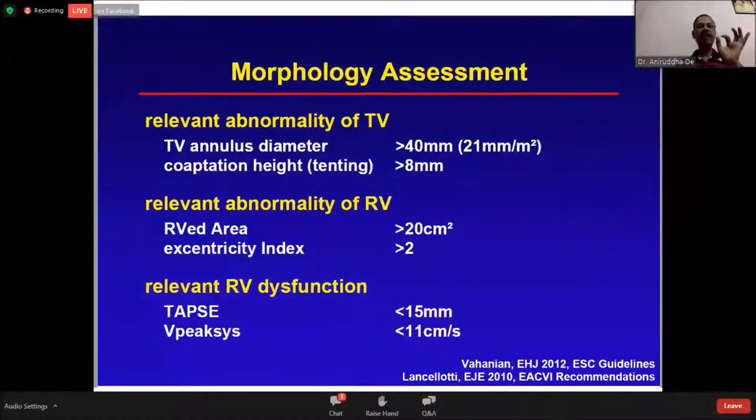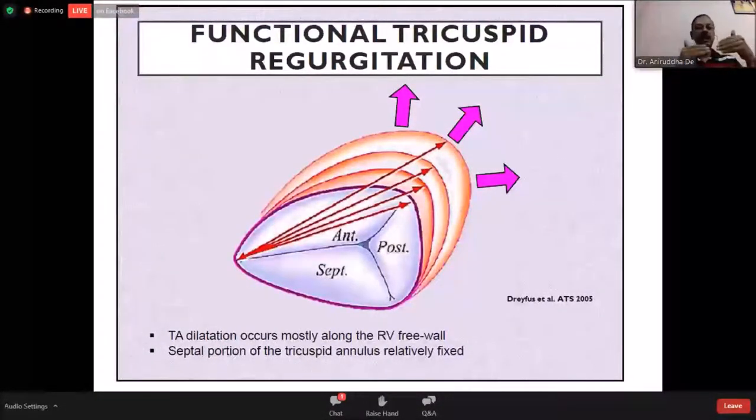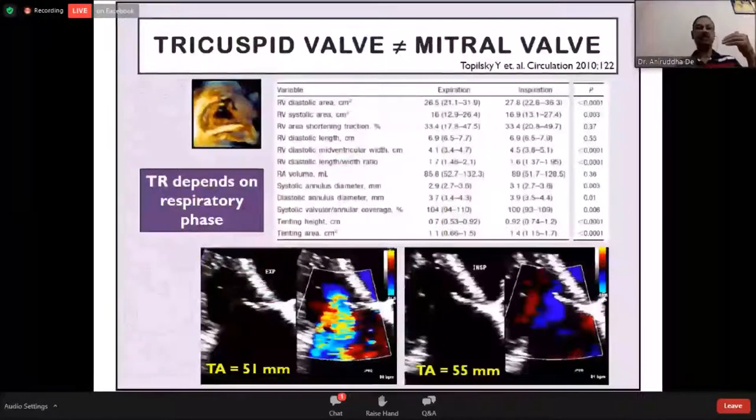So relevant abnormalities of the tricuspid valve are the annulus diameter, then the coaptation height, that is the tenting height, if it is more than 8 millimeter, then abnormality of the RV, that is RV end-diastolic area more than 20 square centimeter, or the eccentricity index more than 2. And you assess RV dysfunction either by TAPSE or the systolic peak of the tissue velocity. But one thing is very important: when the tricuspid annulus dilates, it mostly dilates along the RV free wall. The septal portion of the tricuspid annulus is relatively fixed.